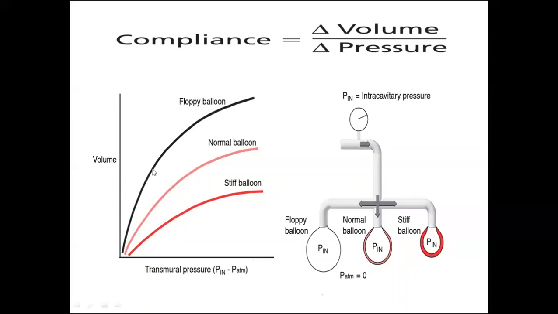So what are the examples of low compliant lung? RDS. Pneumonia. Parenchymal problem. ARDS. Yeah, pneumonia, ARDS, and pulmonary edema. So these are the diseases where you have low compliance. So that's why you need to have high pressures to ventilate them.